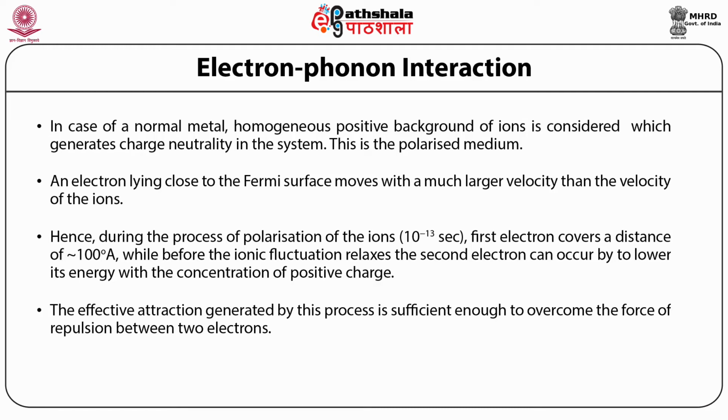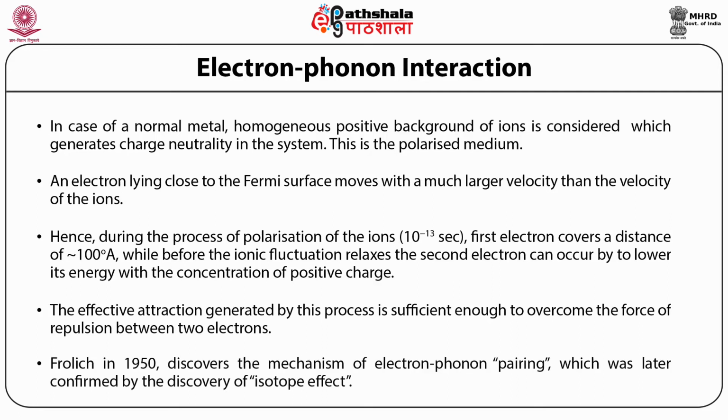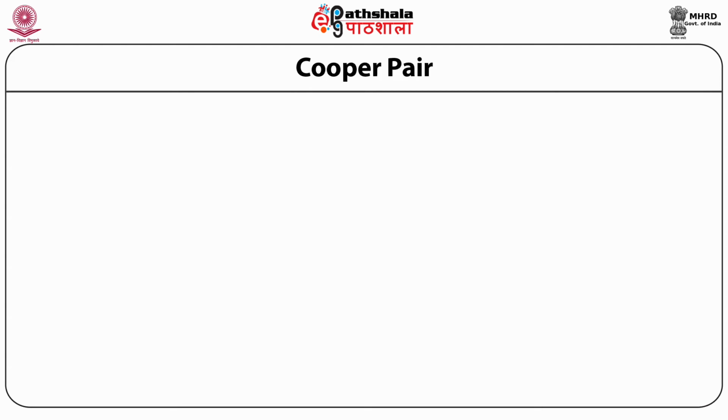sufficient to overcome the force of repulsion between the two electrons. Fröhlich in 1950 discovered the mechanism of electron-phonon pairing, which was later confirmed by the discovery of the isotope effect. Another important term is the Cooper pair.